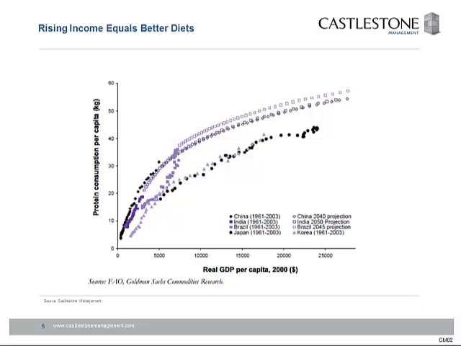Now, what we've also seen over the last few decades is a rise in income. A rise in income results in improved diets and subsequently a rise in demand for protein-rich products such as meats and food products. In fact, since 1975, world meat demand has risen by over 150%. This chart here illustrates the potential demand growth from China, India, and Brazil relative to Japan and Korea.